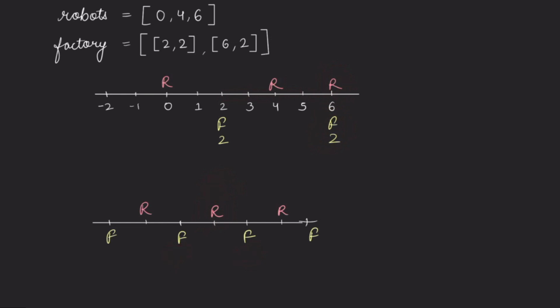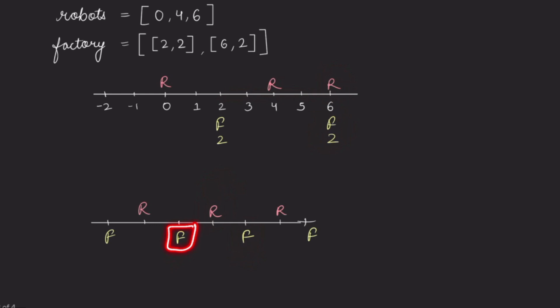But this also depends upon some conditions, that is, is this factory available or not, because it has some limit. For example, let's suppose the limit of this factory was 1 and this factory has already repaired this robot. Then in that case, you cannot get this robot repaired with this factory because its limit has been reached.